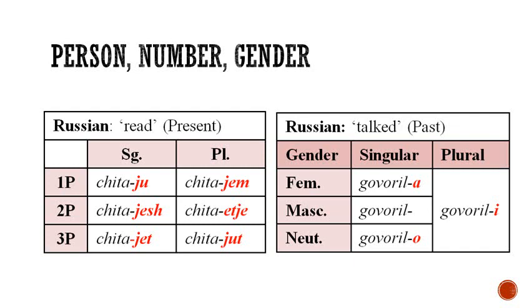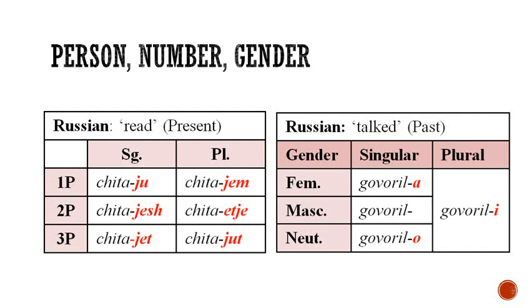So I would use the feminine form, whether I was talking about myself, I read, or another female, she read. It doesn't matter if it's first person or third person. If it's female and singular, it gets говорила. And if it's plural, it gets говорили. It doesn't matter if it's first person we or third person they. Whatever it is, if it's plural, it gets one ending.